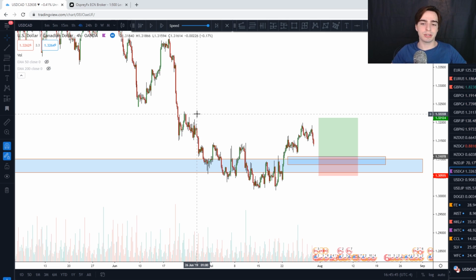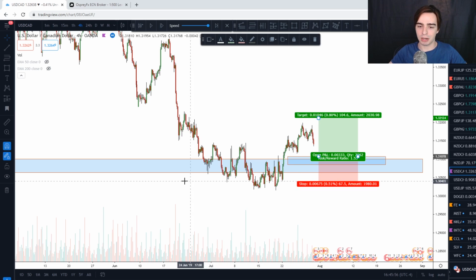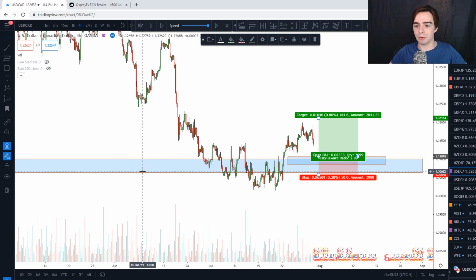This is because it just lines up with the probabilities of things. We're not targeting highs, we're not targeting lows. All we're doing is putting our stop loss first. We know our stop loss is in a safe spot below this buy zone, and then our target, we just automatically put it to twice our stop loss.